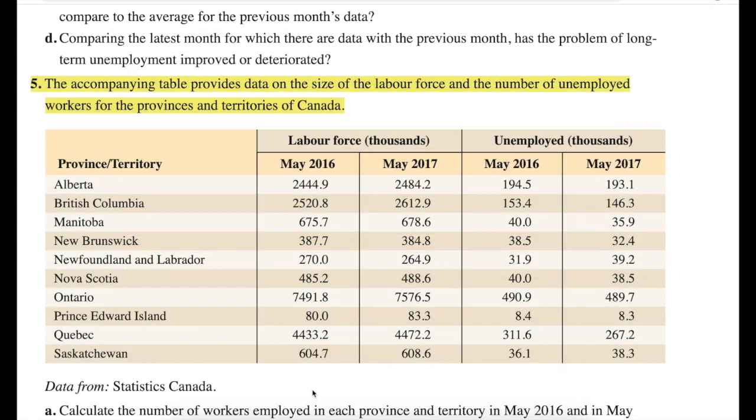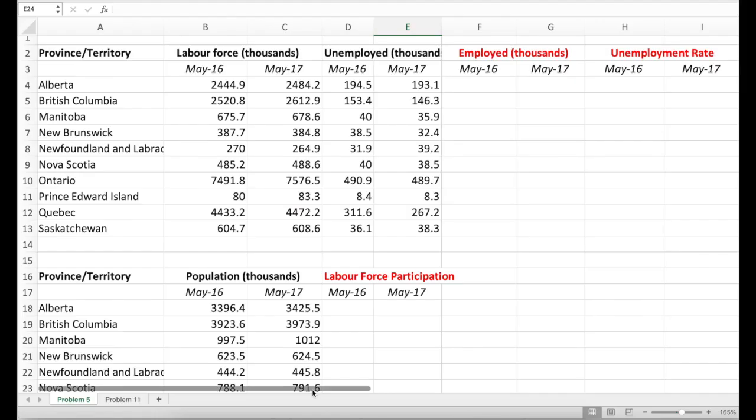In problem 5, we are given this Statistics Canada data: how many people are in the labor force and how many people are unemployed in different provinces in 2 different years. In the first part we will have to calculate how many people are employed, and the unemployment rate later on. What I did, I entered these numbers in this Excel file. You'll be able to download this file in the other folder in UMLearn.